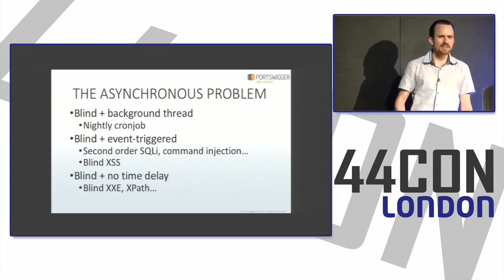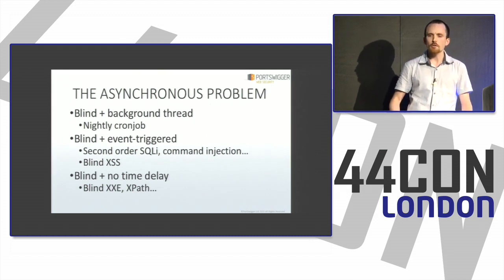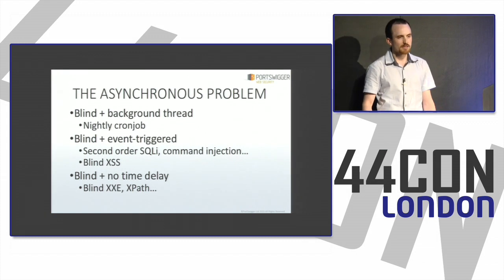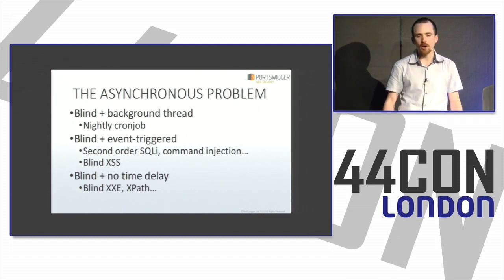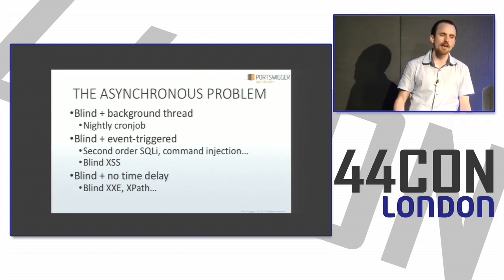And finally, there are issues that aren't really asynchronous, but might as well be. So say you've got an application that takes XML input from you and parses it straight away, but doesn't give you the output. That might be vulnerable to an external XML entity include vulnerability, so you can read arbitrary files from their system, but without the ability to see the output, you can't tell if it's been successful or not.